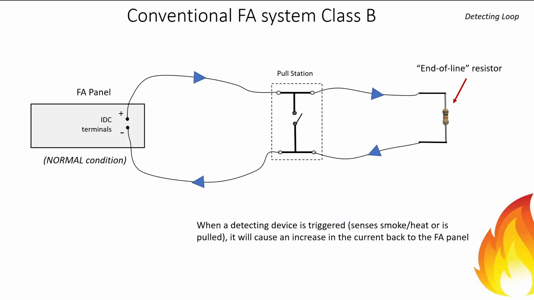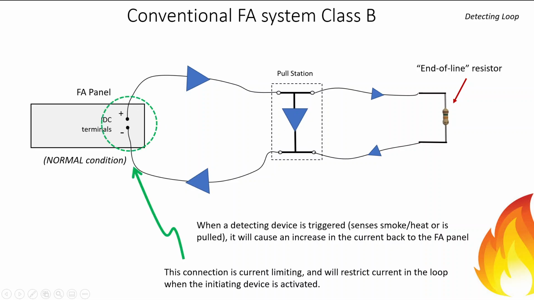Now if we take a look at a normal condition fire alarm panel, in the event of a fire, a detecting device will be triggered. In this situation, a pull station. Now this will elicit an increase in the current. Right now we only have supervisory current, but when the pull station is pulled, that will cause an increase in the current, and that's because we've got a parallel branch here.